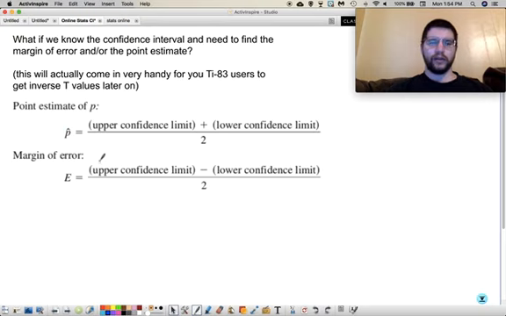Now, to get the margin of error, we could either take our bound and subtract that value we just got, or we could calculate the mid-range, upper bound minus lower bound over 2. And if you look at the formulas, the algebra works out.